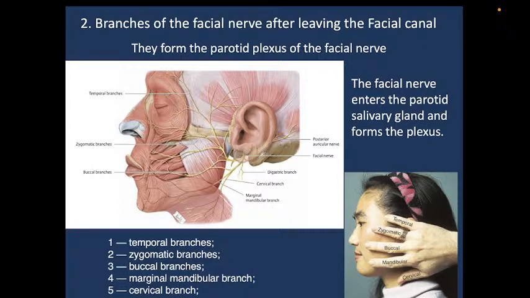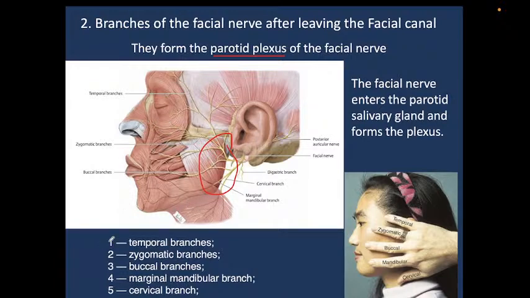And another branches. Here you see these branches are located superficially and form the parotid plexus. It means these nerves are located inside of the parotid glands, and all of these branches innervate mimic muscles or facial muscles.